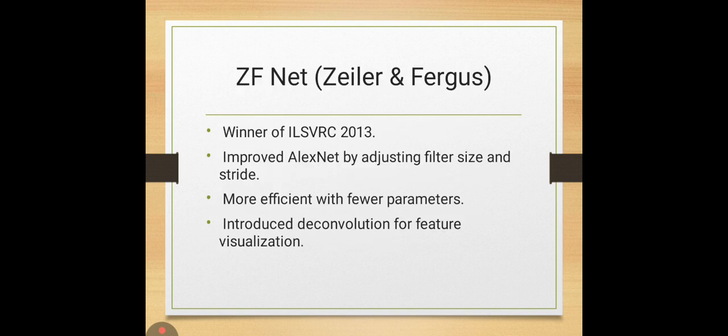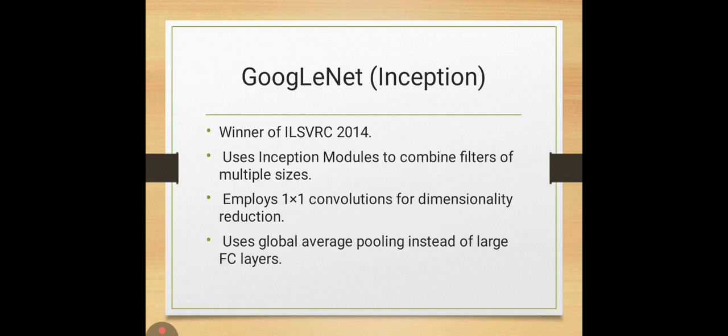About the ZFNet architecture, ZFNet is an improvement of AlexNet. It modified the filter size by adjusting the strides. It introduced deconvolution to visualize the learned features.